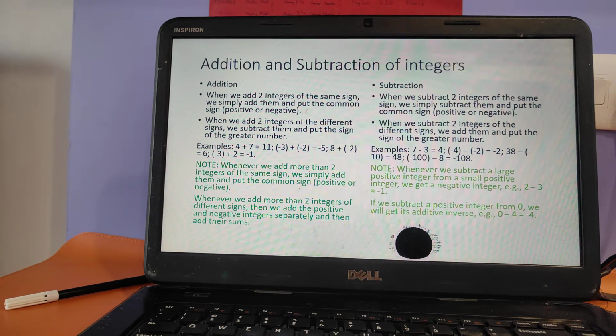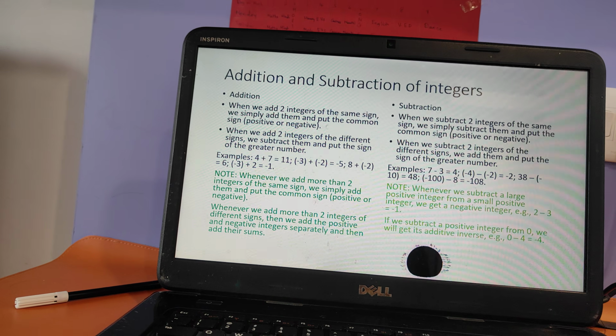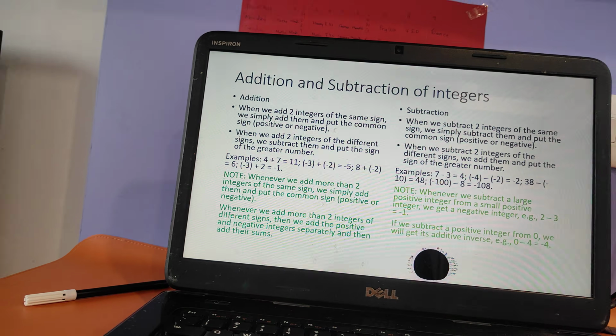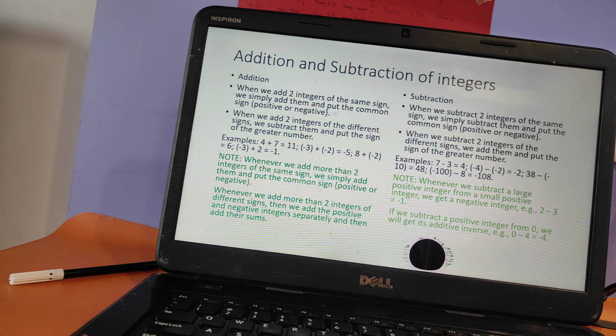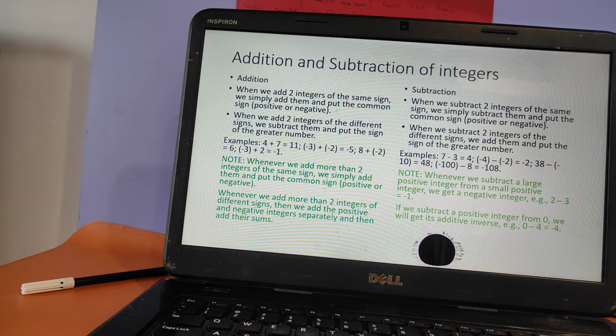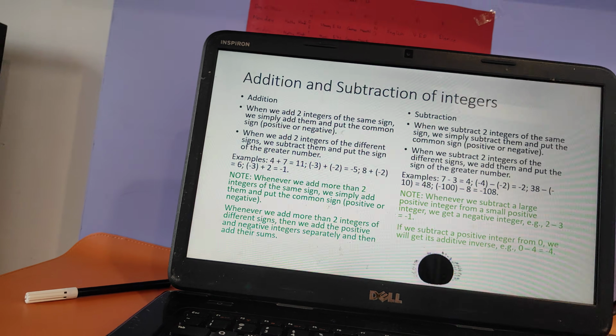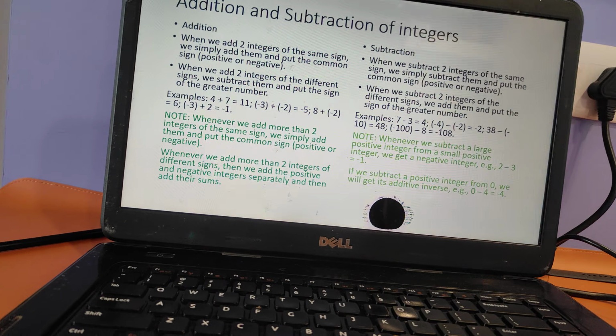8 plus minus 2. Open the brackets, it will be 8 minus 2, 6. Why is it 6? Because 8 is more than 2 and is positive. Minus 3 plus 2, minus 1. Why minus 1? Because 3 is more than 2 and is negative. Always note down these things.